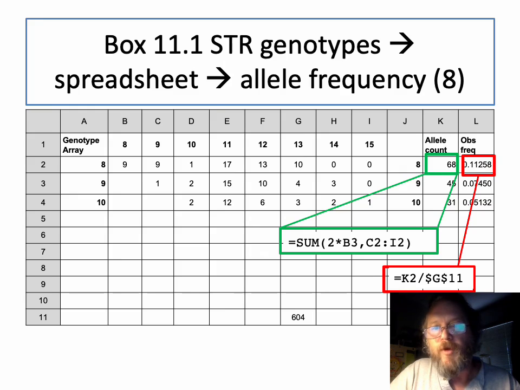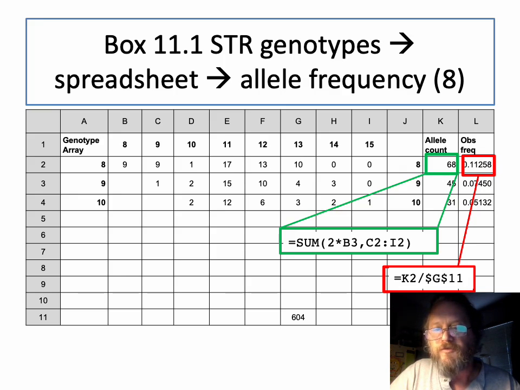Just a real quick point about the $ sign in front of the G and the $ sign in front of the 11. That is called an absolute reference to the cell. Without the $ signs, then it's a relative reference. And so relative reference is really handy. Once I set up this equation, I could just drag it down and it'll update the row numbers for me. But I don't want it to do that.